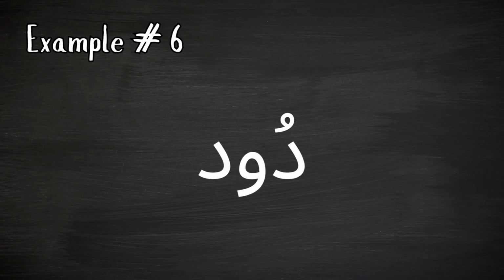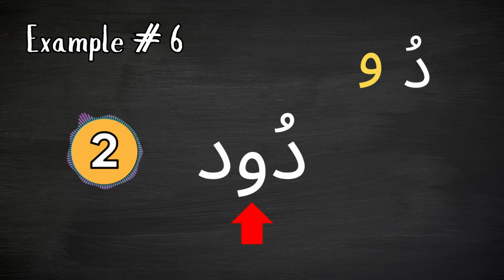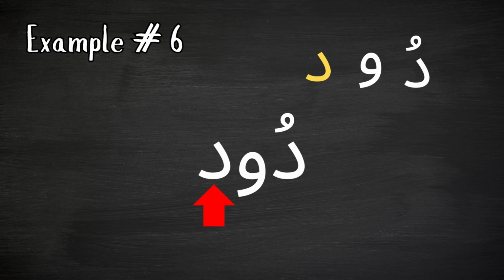Example 6. Dude, meaning worms. The first letter, do. Round your lips. It is a short sound, do. Then comes long vowel, wow. Stretch the sound and hold it for 2 beats. Do. The final letter has no vowel mark, so we read it as a still sound, d.